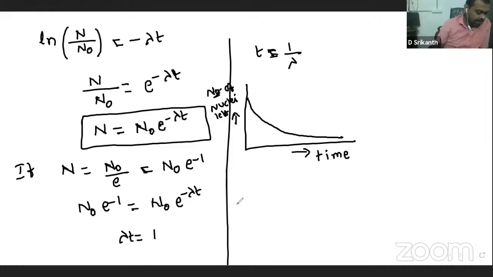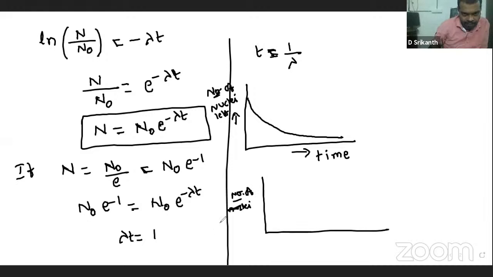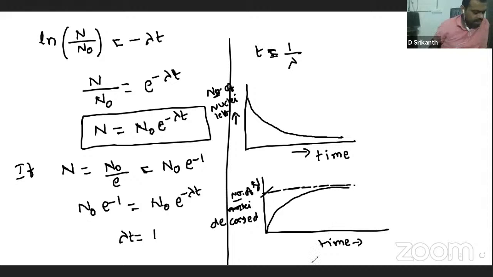Okay, and the number of nuclei decayed. On the y-axis, it is the number of nuclei decayed, and on the x-axis we have time. That is, we have an exponential increase. This is the maximum value, that is N naught. Draw the two graphs.